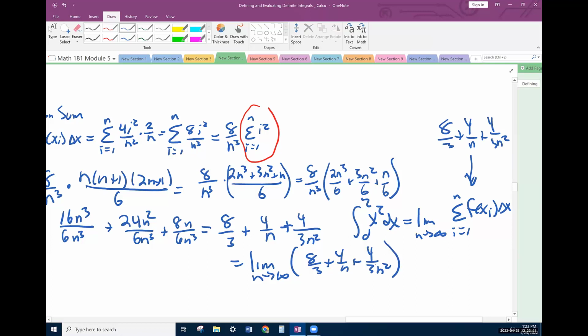I'm asking myself, where did I get the... I think I have a mistake in my notes. And as n goes to infinity, we have 8/3 plus 4 over infinity, which is 0, plus 4 over 3 times infinity, which is still 0. So just 8/3. And we actually found the exact area under the curve by doing that.